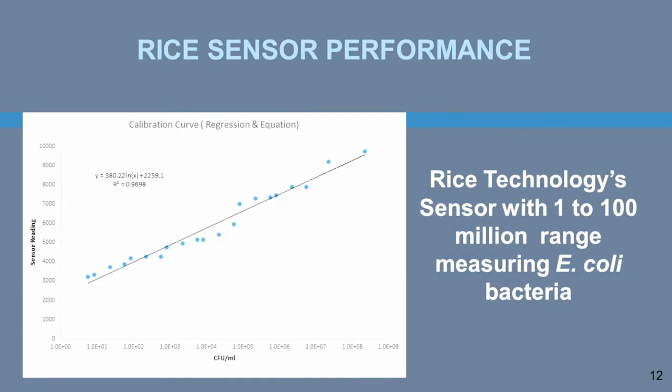This will measure, but we're using E. coli for this one just because it was easy. We can measure down to a few bacteria, between 1 and 10 per milliliter, all the way up to 100 million bacteria per milliliter. That's an enormous range that can be measured. Next.